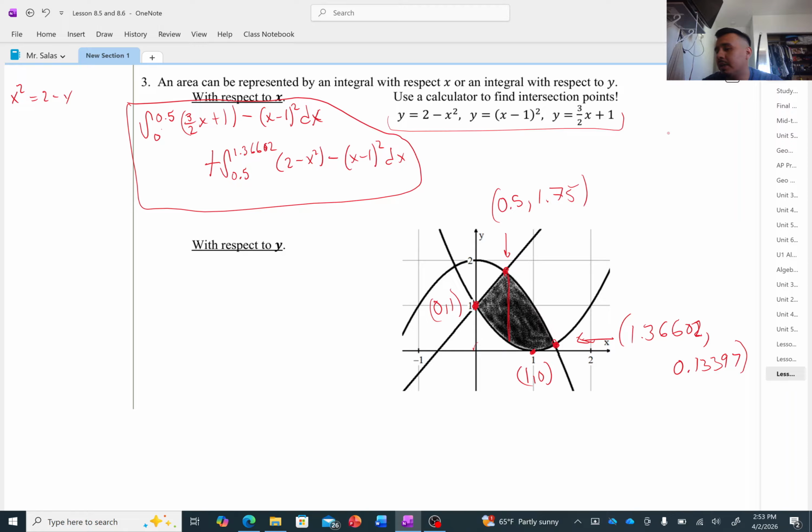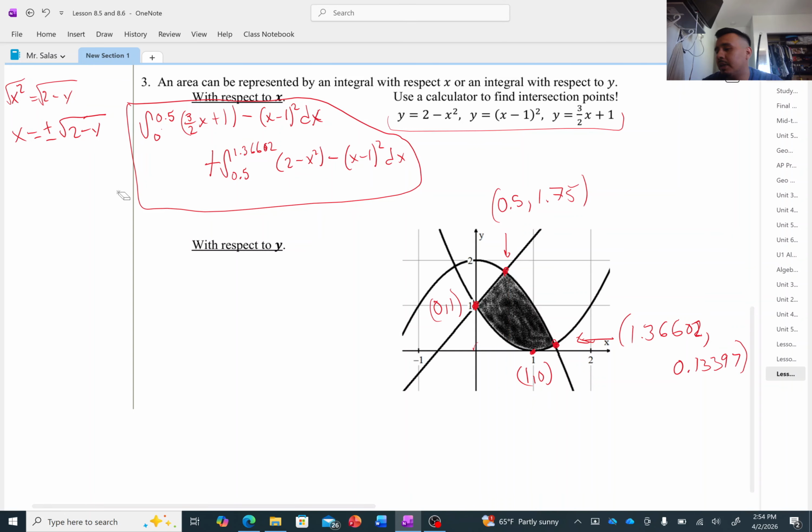I square root both sides to get rid of the squared value, and I get that x is equal to plus and minus square root of 2 minus y. The minus y is under the radical, okay? But now, I have the plus and minus. Which one do I use, the positive version or the negative version?